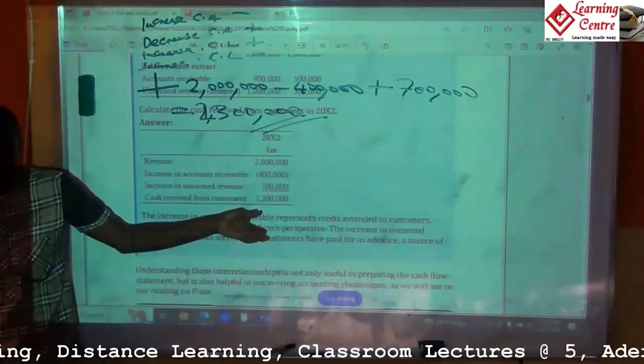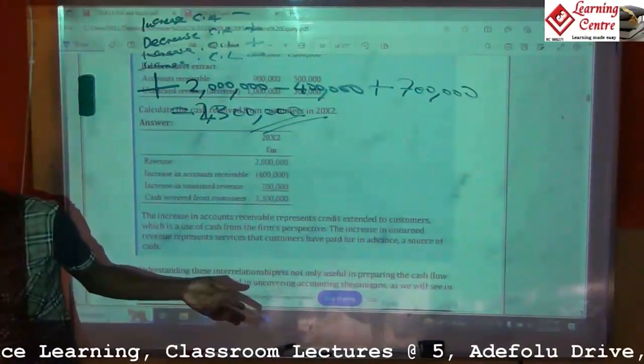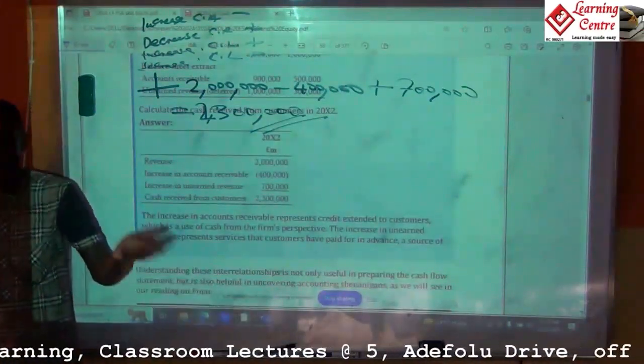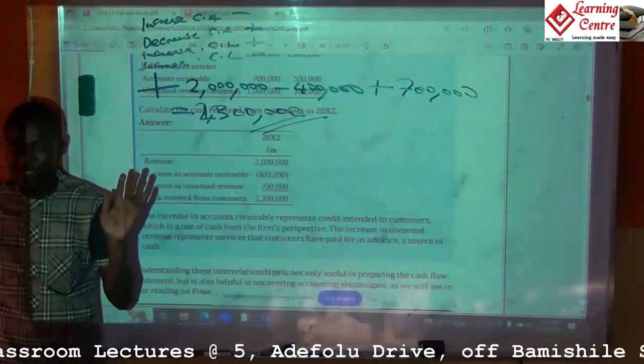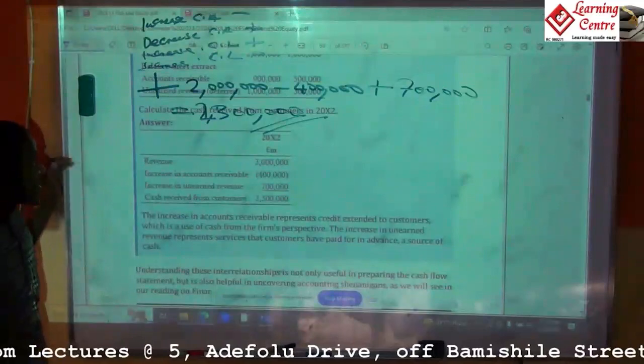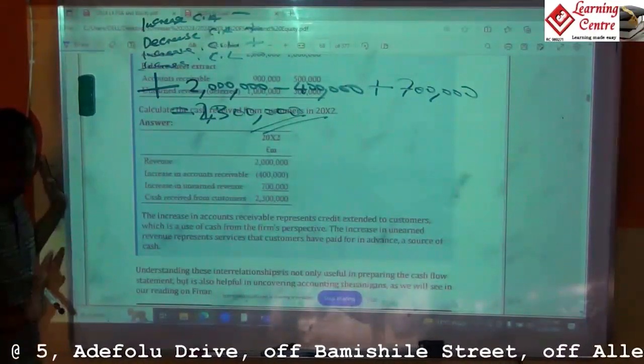Because you can't recognize such revenue. If you recognize it, you violated the rule. You understand? So it's unearned revenue. So you have to return the person's money back. That's why it's a liability. So are we fine now? Just understand the basics.